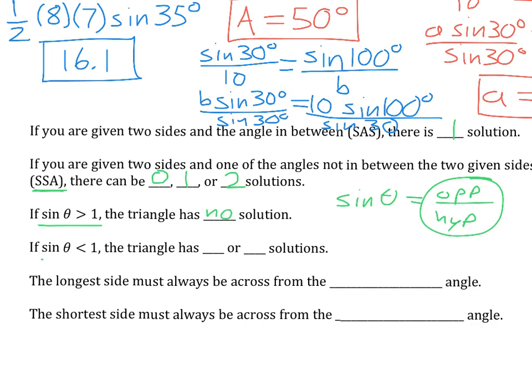Alright, if your sine theta is smaller than 1, which is what it's supposed to be, you will either have 1 or 2 solutions. And a good way to check your work: make sure the longest side is always across from the largest angle, and the shortest side is always across from the smallest angle. Alright, so on the back we're going to practice all 3 of these possibilities.